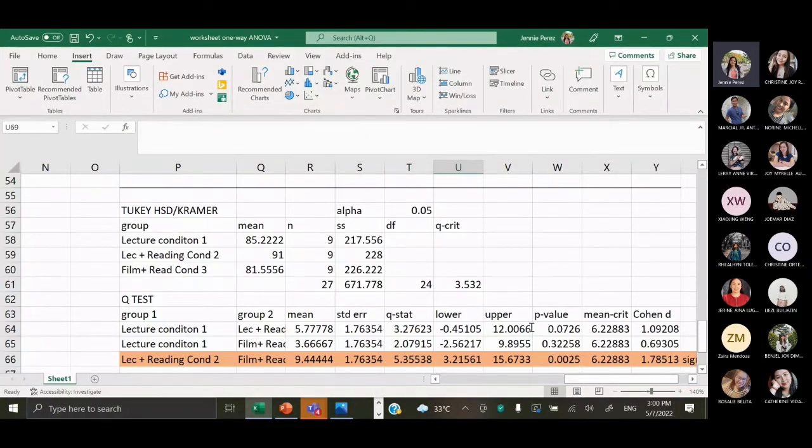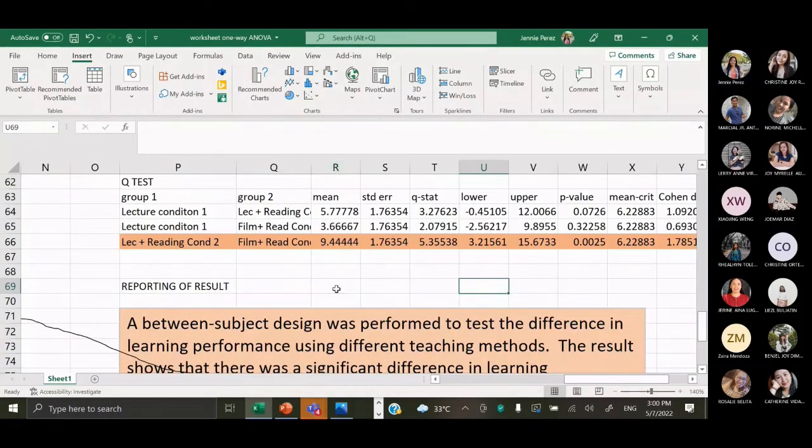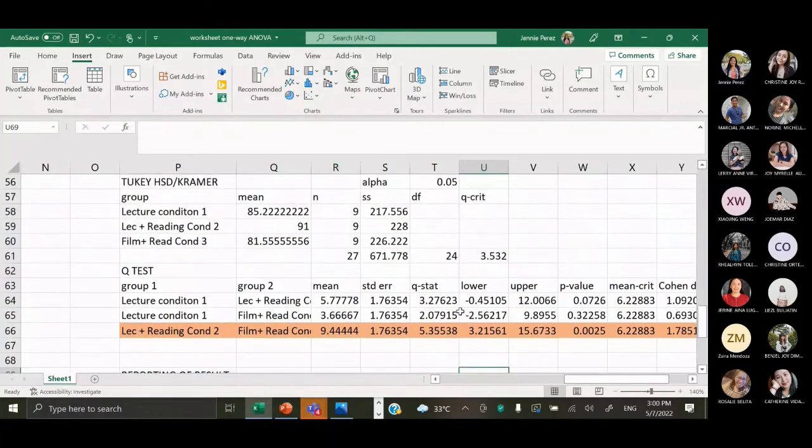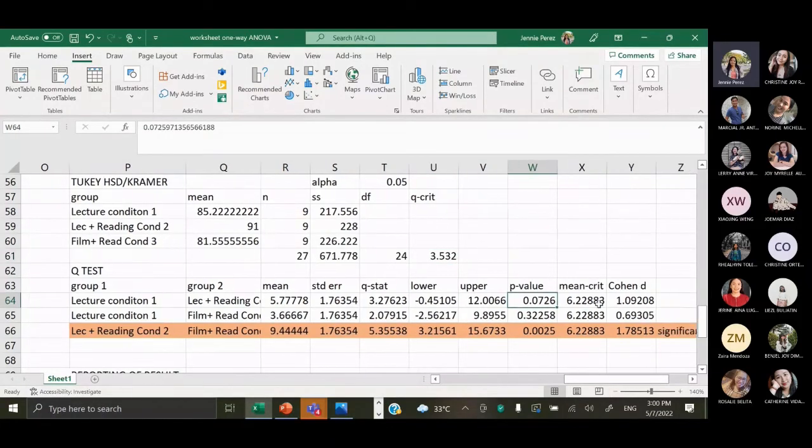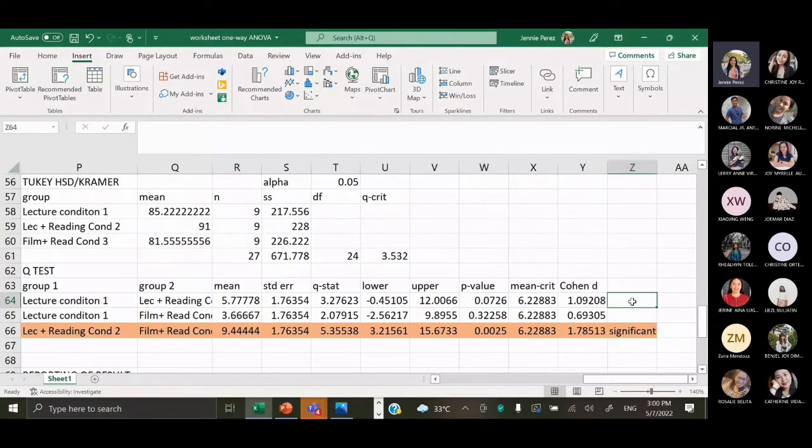So if you look here, the lecture condition against the lecture plus reading condition is not significantly different because the p-value is 0.07. The Q-stat is 3.27, lower than 3.53. And then the p-value is higher than the alpha level of 0.05. So it is not significant. This pairwise combination is not significant.